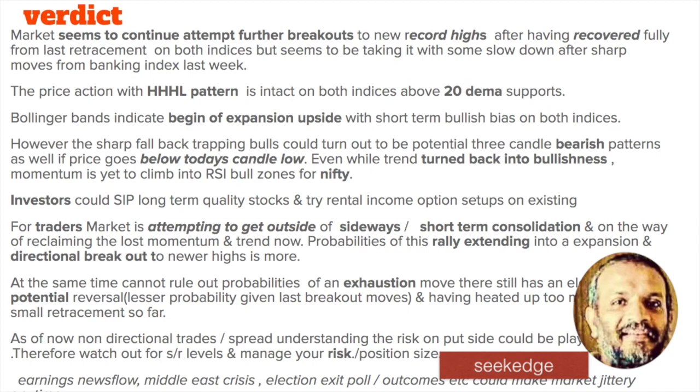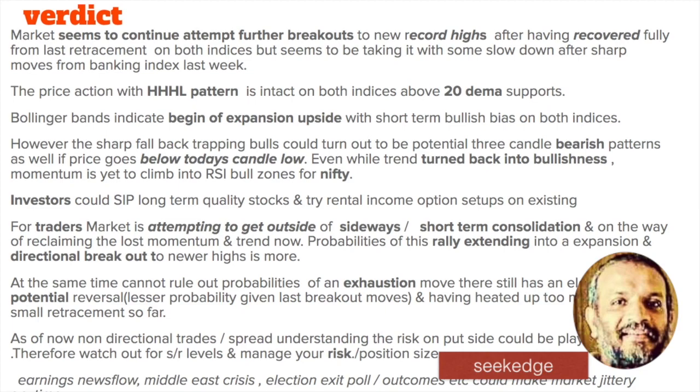The higher high, higher low pattern is still maintained in both indices, with the price above the 20 exponential moving average. All demand zones are showing the beginning of expansion with a bullish bias, which indicates that probably the price will move up.